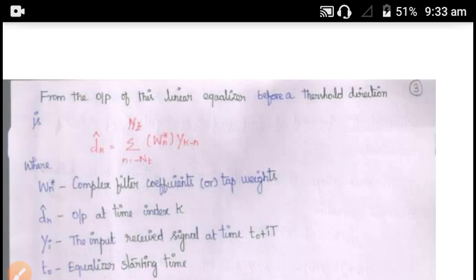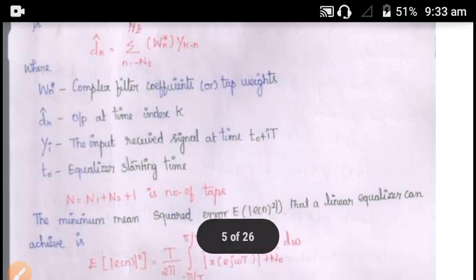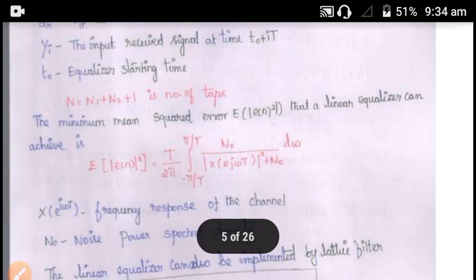yi is the input received signal at time t0 plus it. t0 is the equalizer starting time. Here n is the number of taps, that is equal to N1 plus N2 plus 1.